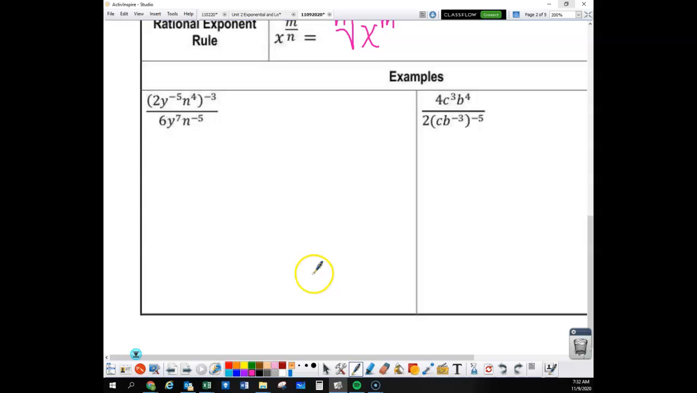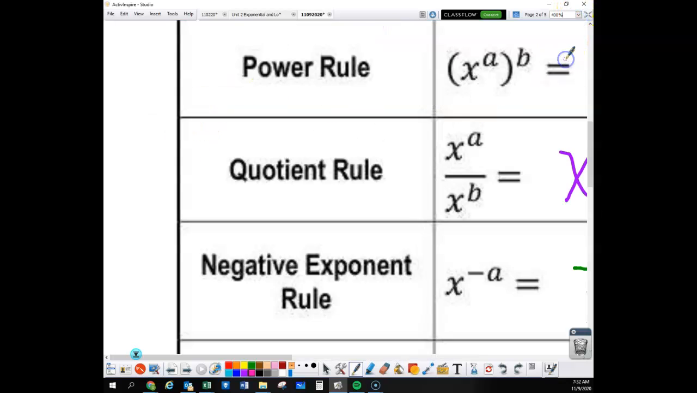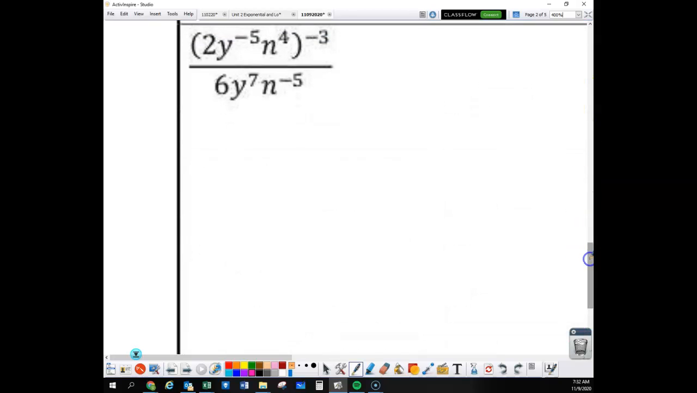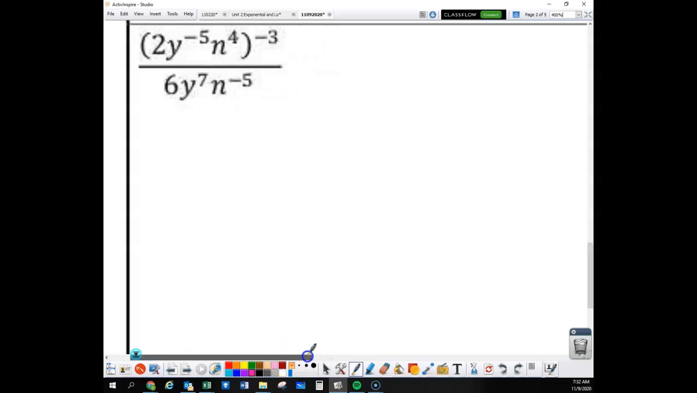So I have (2y to the negative 5th n to the power of 4) all raised to the power of negative 3, divided by 6y to the power of 7 n to the negative 5th. Okay, let's see if this is too big. All right, so what should we do first? What do you want to do first?